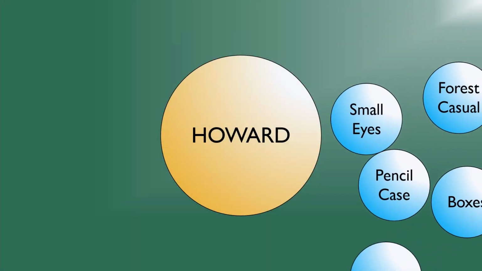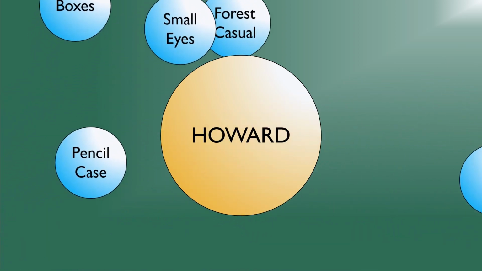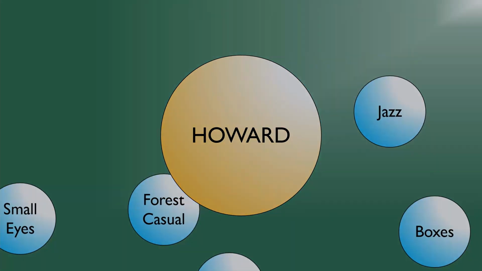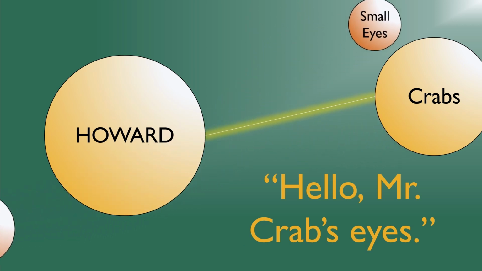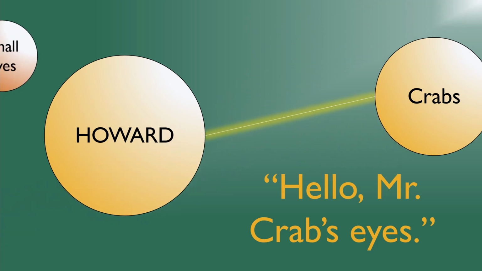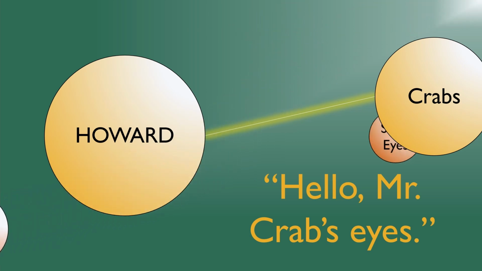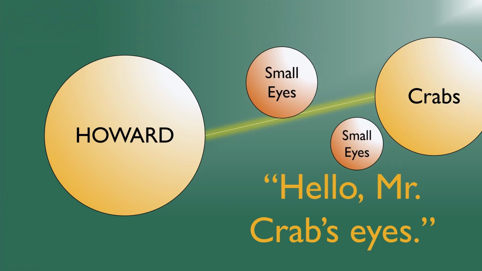So that's the key of metonymy. As long as you're substituting a word or concept in the same orbit as the original term, you're dealing with metonymy. If you substitute something from a different universe though, like if you said Howard had a crab's eyes, then you're dealing with metaphor. Metonymy works by using concepts in the same universe. Metaphor works by making comparisons to something in a different conceptual universe.